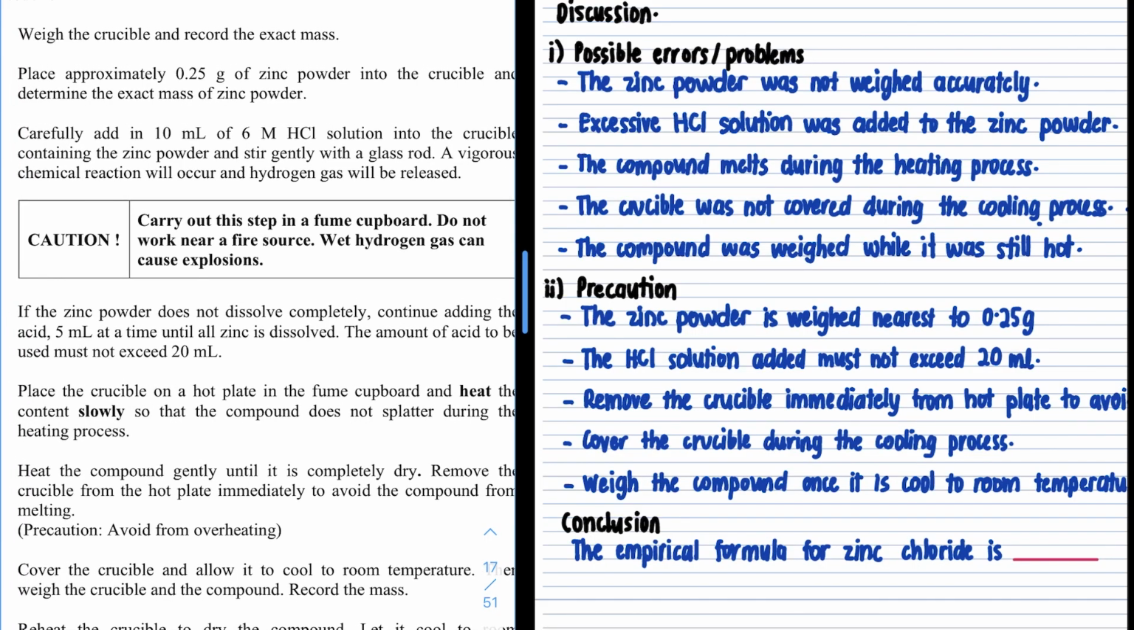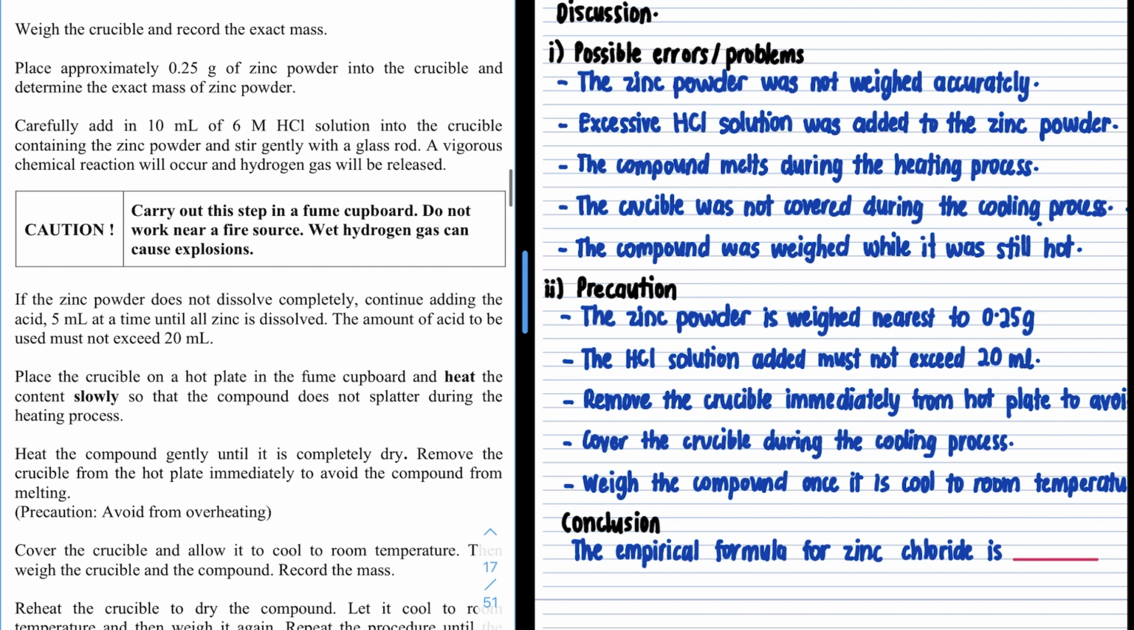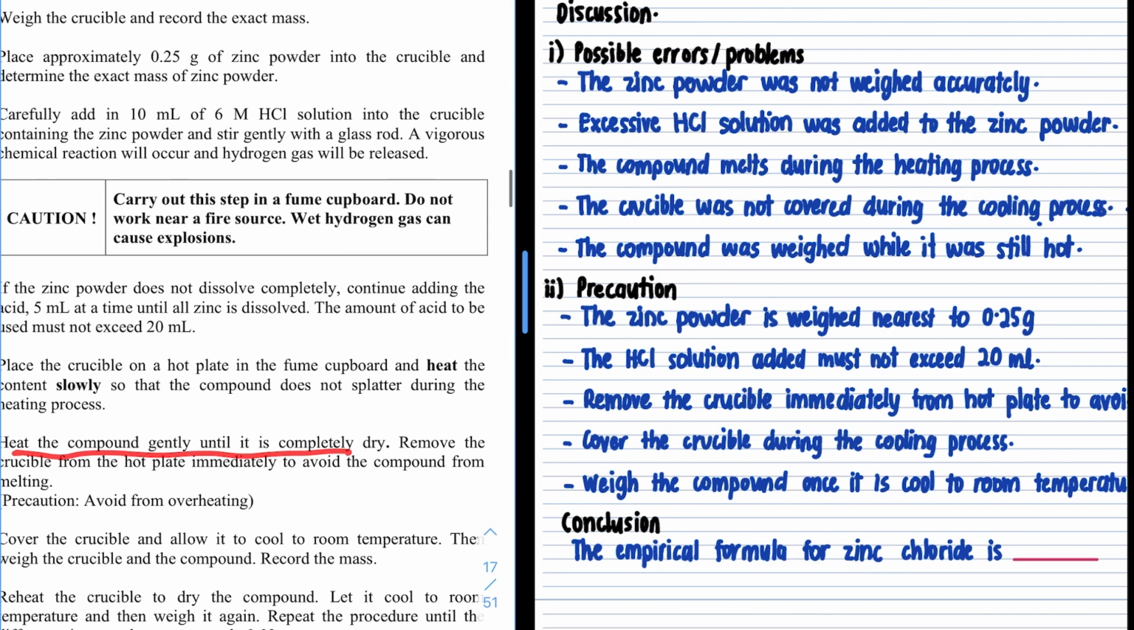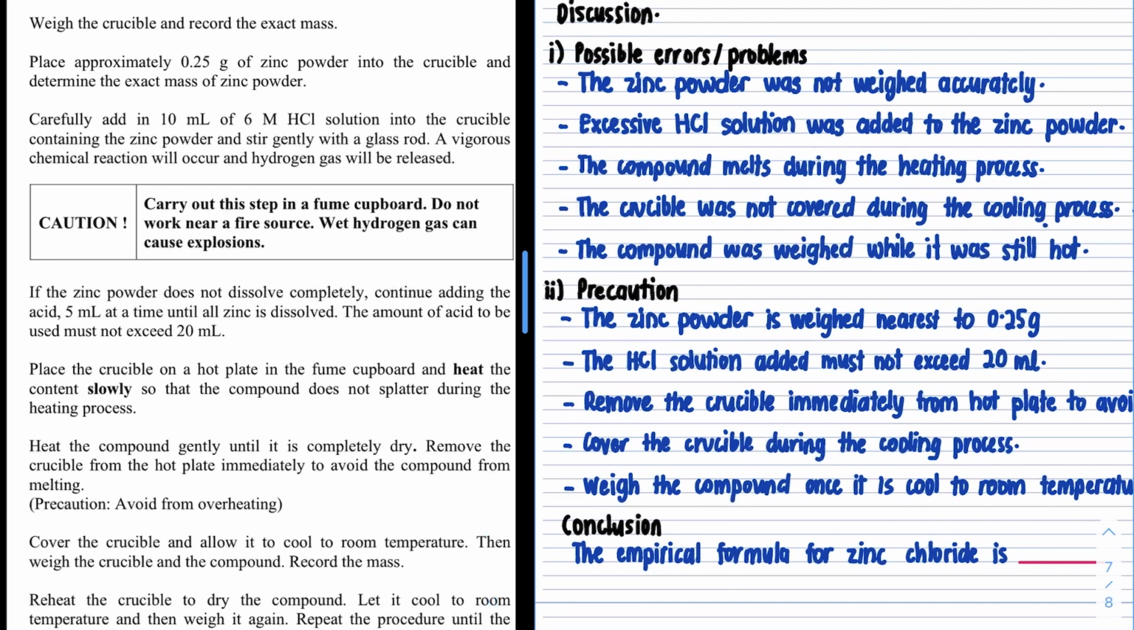Okay, what else? Next step is actually the heating process. Heat the compound gently until it is completely dry and then remove the crucible immediately to avoid the compound from melting. Okay, so that's maybe the possible error that you may encounter. Ni tak semestinya apa yang kamu lalui je, possible pun boleh. Even if you had no problem, you have to write down what may be the possible error. So here it says to avoid melting, so our possible error is that the compound melts during the heating process.